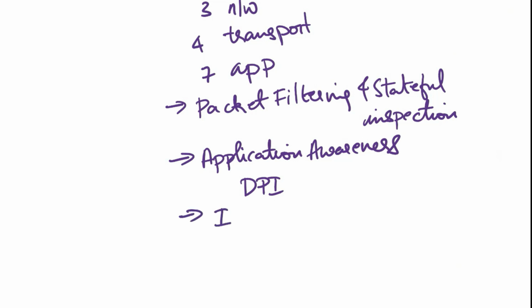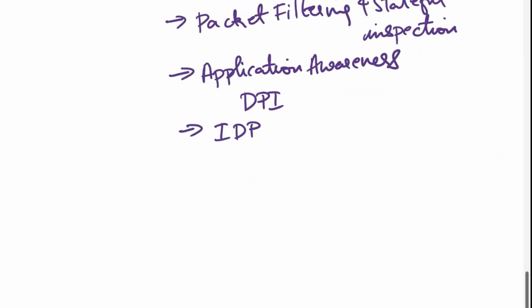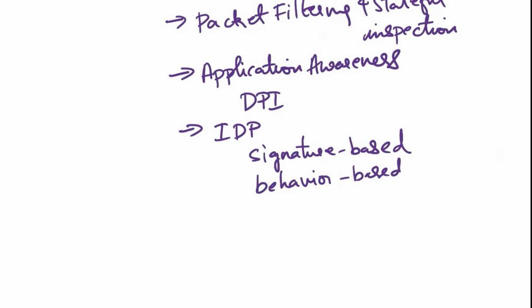Next one is intrusion detection and prevention. Next generation firewalls often incorporate intrusion detection and prevention capabilities to detect and block suspicious or malicious network traffic. They use signature based and behavior based techniques to identify known and zero-day threats. Next characteristic is web filtering. Next generation firewalls can filter web content by inspecting URLs, web pages, and web application traffic.